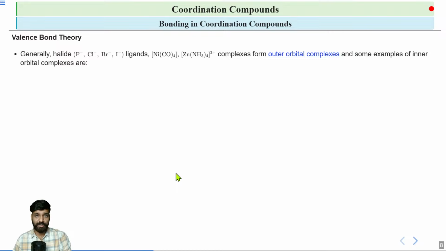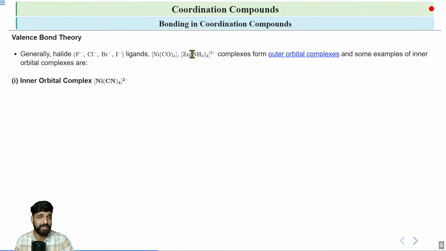So we will talk about the inner orbital complex and outer orbital complex one by one. So first of all, fluoride, chloride, bromide and iodide are weak field ligands. And [Ni(CO)4] and [Zn(NH3)4]2+, they all form outer orbital complex. Now here Ni is an exception because Ni has a configuration of what? It is having a total of how many electrons? 10 electrons, but still it shows outer orbital complex formation.